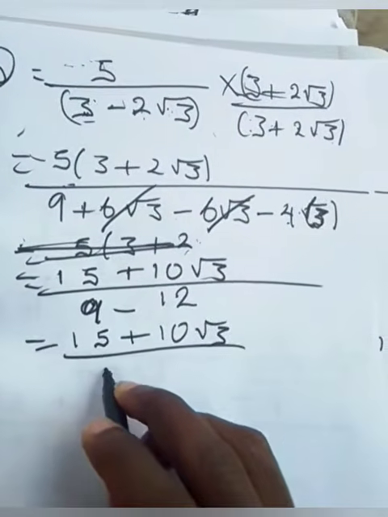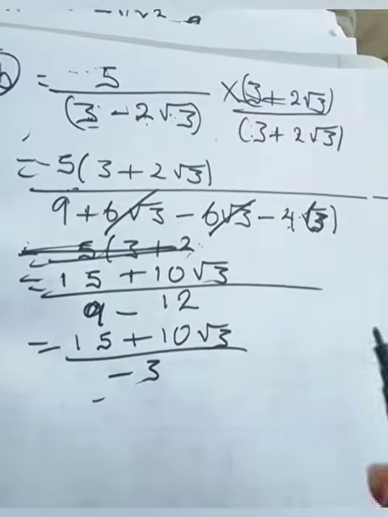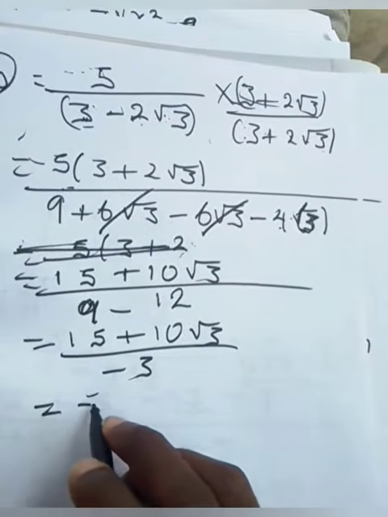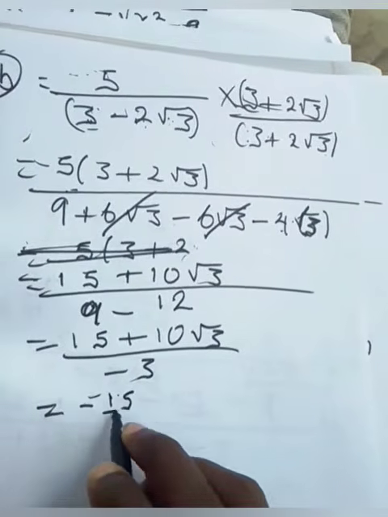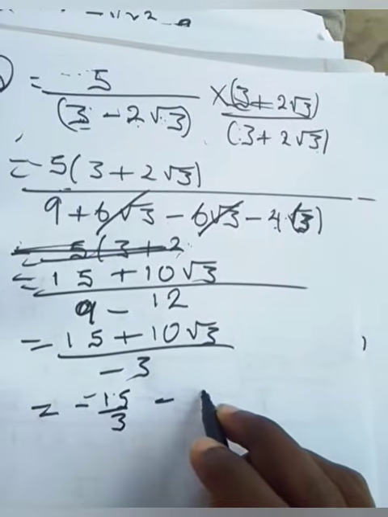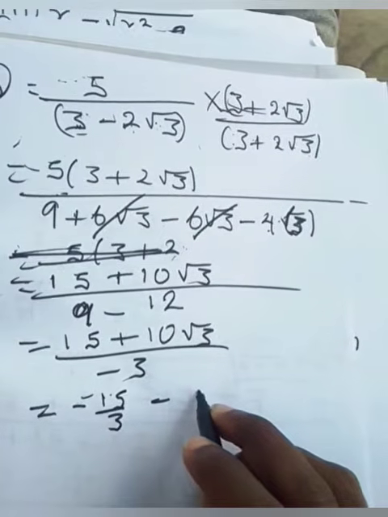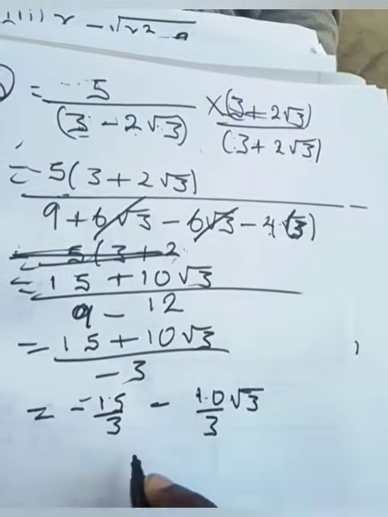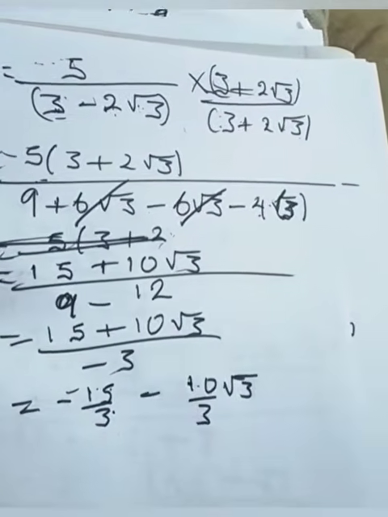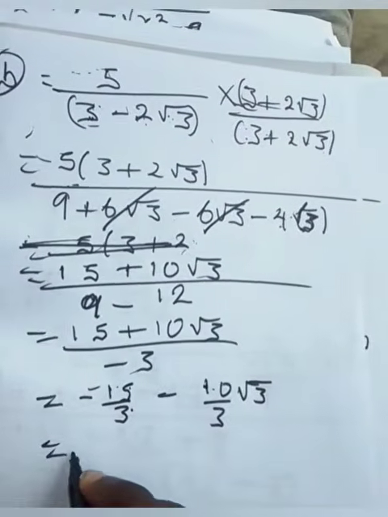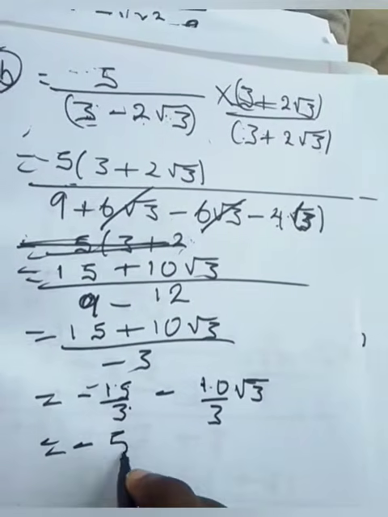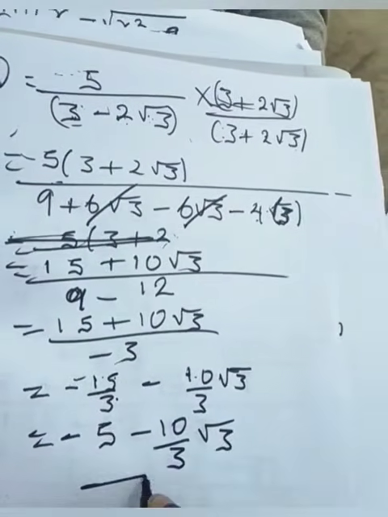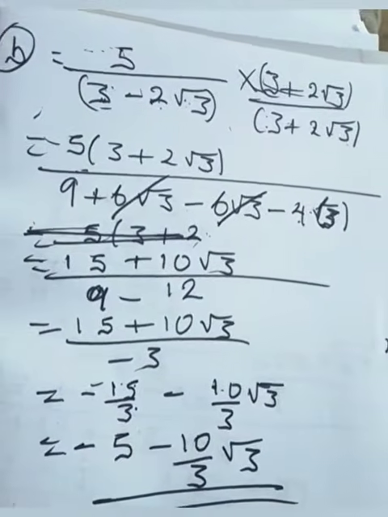Then here we have negative 3, right? So since we're supposed to leave it in that format, we're going to split this. So it's going to be negative 15 over 3 minus 10 over 3. Okay, so 3 into 15 is 5, right? So we can say negative 5 minus 10 over 3 square root of 3. So this is our final answer.